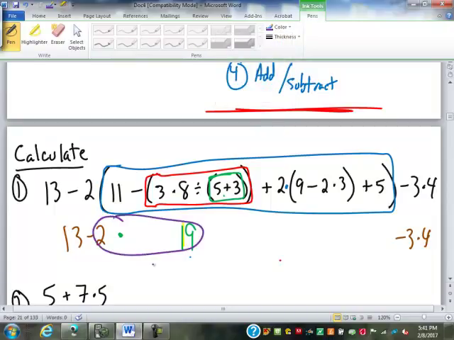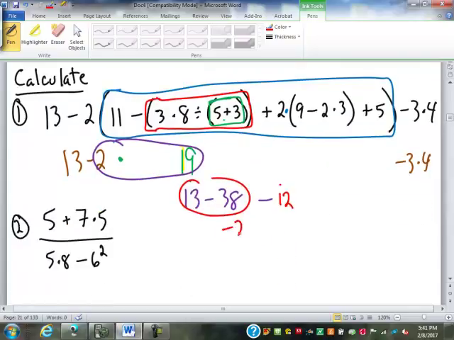2 times 19? 38. So we've got 13 minus 38 minus 3 times 4 over here. Now I've got the 3 times 4. 12. I put in 12. Now all I have left is subtraction, so I'm going to go left to right. 13 minus 38. 13 and minus 38, or 13 plus a negative 38, is negative 25. Negative 25 minus 12. Negative 37. Anybody get that?